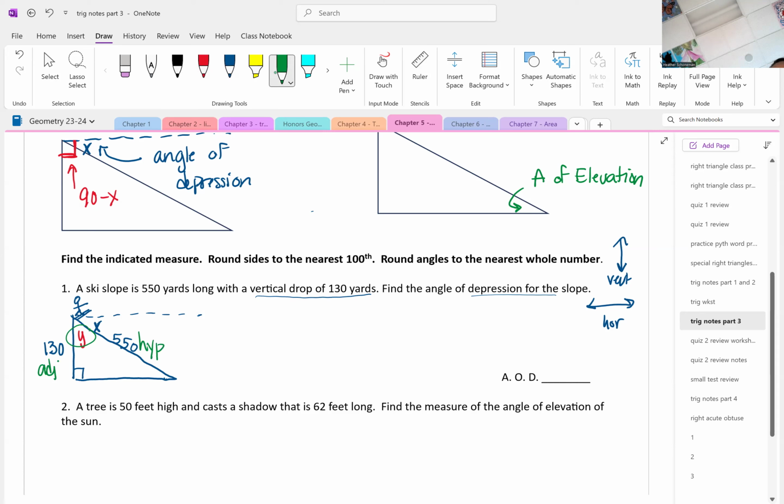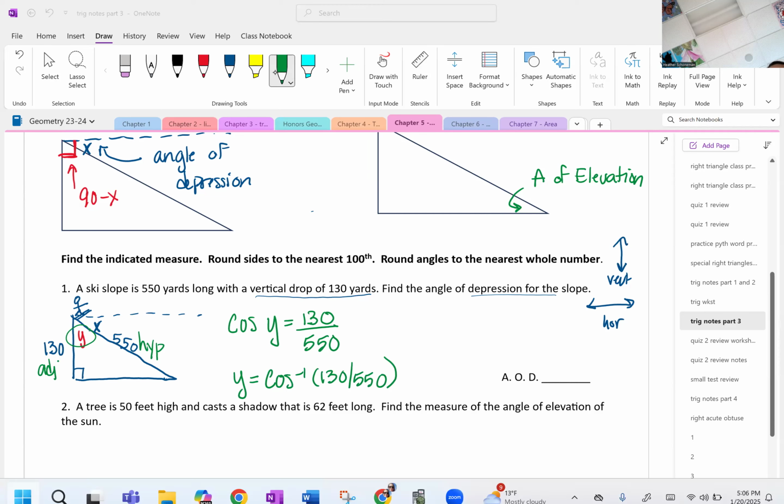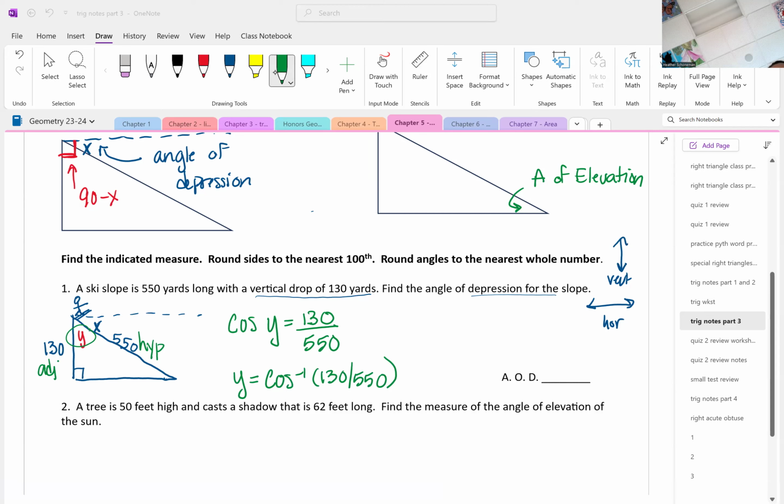So now that would be the cosine. So I'm going to take the cosine of my angle, which is Y, equals adjacent 130 over hypotenuse 550. And now I'm going to put that in my calculator, but to do so, since I'm solving for an angle, I'm going to do the inverse cosine of 130 over 550. So in my calculator, again, mode needs to be in degrees. Okay, so I'm going to do the inverse cosine of 130 divided by 550. And we're finding an angle measure, so we're rounding to the nearest whole degree.